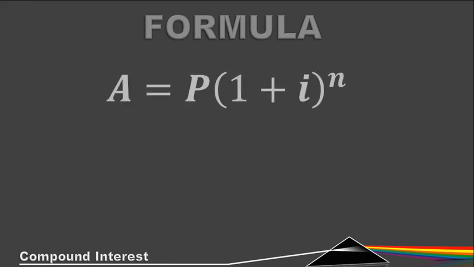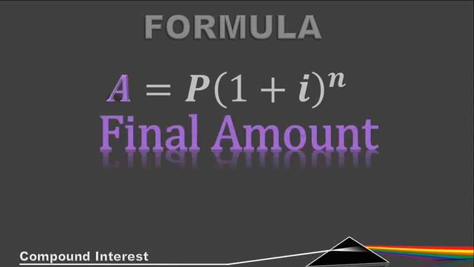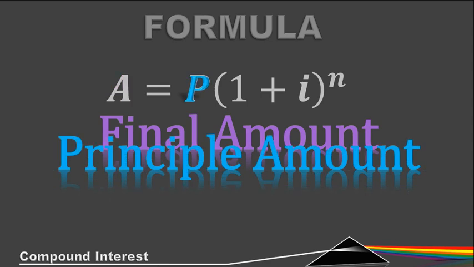Right, so the formula you should know by now. That is A equals P times (1 plus i) to the power of n, and the A represents our final amount, the P the principal amount that you start with, the i of course is the interest, and then n the time period.